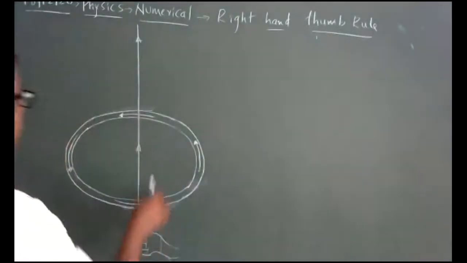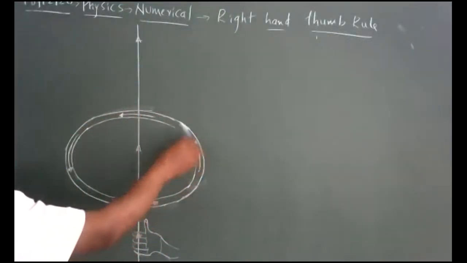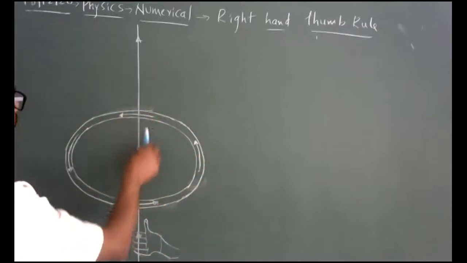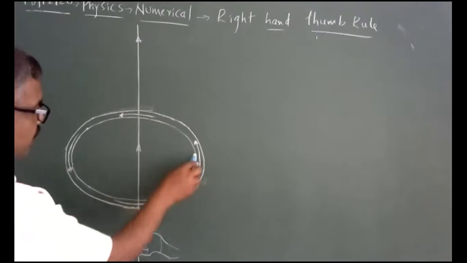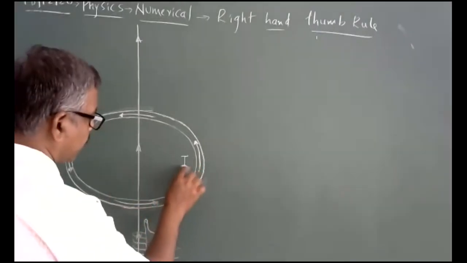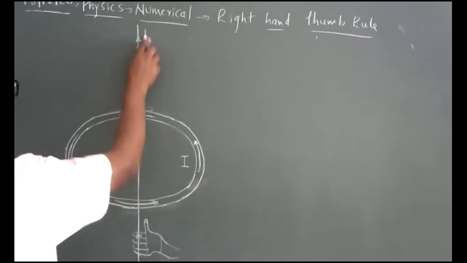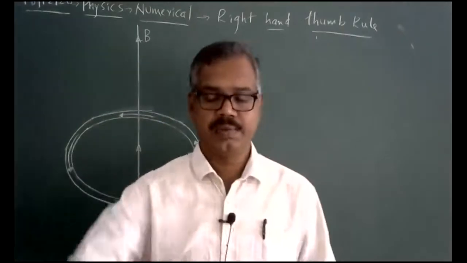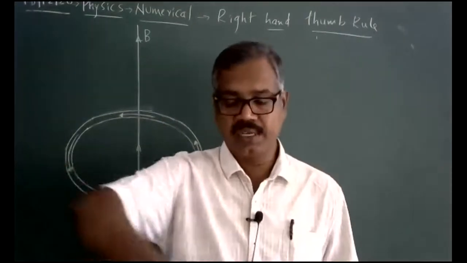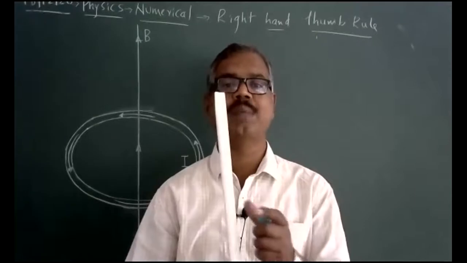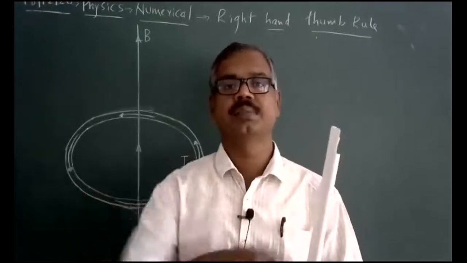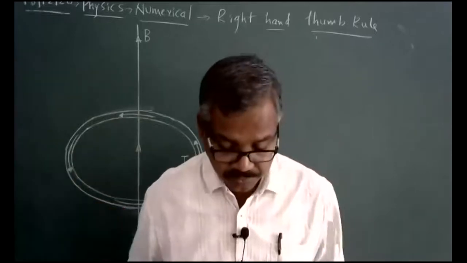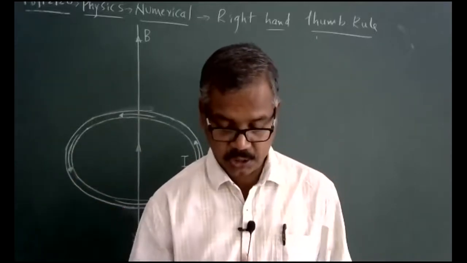Very simple. Think you have a loop. The magnetic field looks anti-clockwise, and this is the magnetic field at the center. This is current I, whereas this is the direction of magnetic field. When you have a circular loop, if current is going anti-clockwise, the direction of magnetic field is upward. If current is going clockwise, the direction of magnetic field is downward. So for anti-clockwise current, when you look from the top, the direction is towards you.